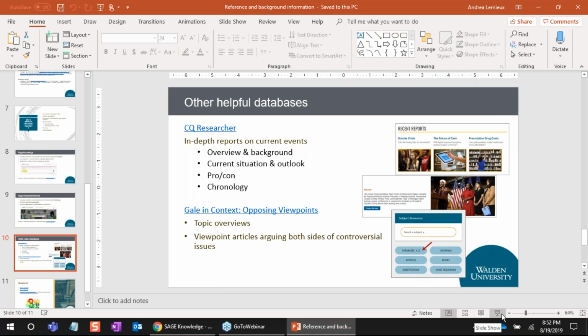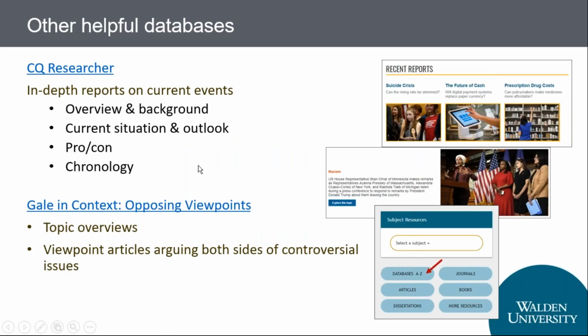So we are going to finish up by talking about two specialized databases that have reference type material in them. The first is called CQ Researcher, and it has in-depth reports on current events. And then we have Gale in Context: Opposing Viewpoints. Again, it has topic overviews, but they're a little bit more oriented towards controversial issues. They have a similar scope, but their information is arranged pretty differently. So we're going to take a look at what those databases look like and the information within them.